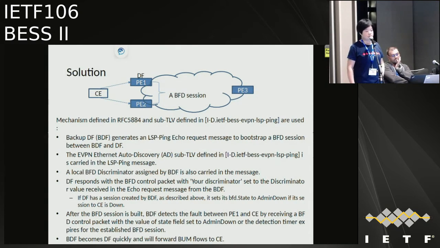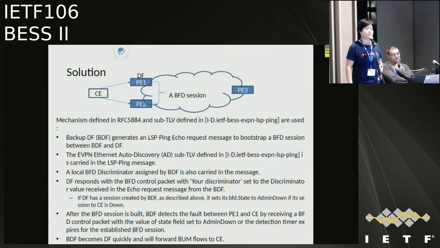If we use seamless BFD, P2, in this figure, must send the periodic seamless BFD packet to detect if the link between P1 and CE looks normal. So it depends on P2 sending periodically, right? If P2 is configured to send the packet, for example, every 60 seconds, it takes a long time, right? So we use the normal BFD session to detect the failure. It works faster, right? Yeah.